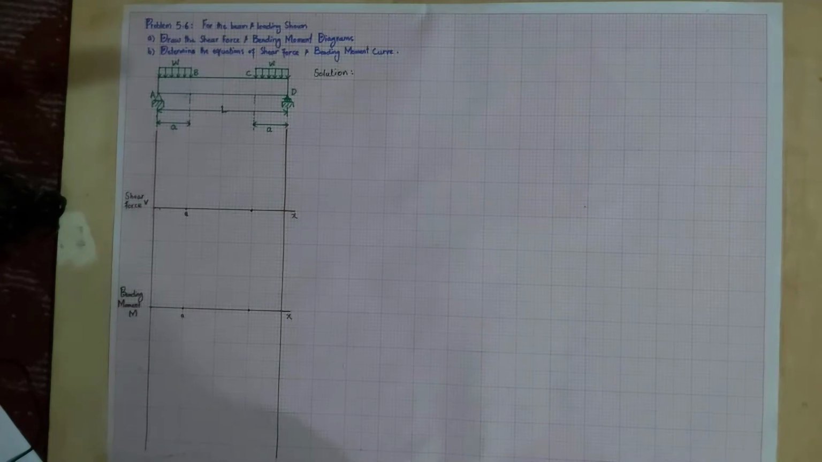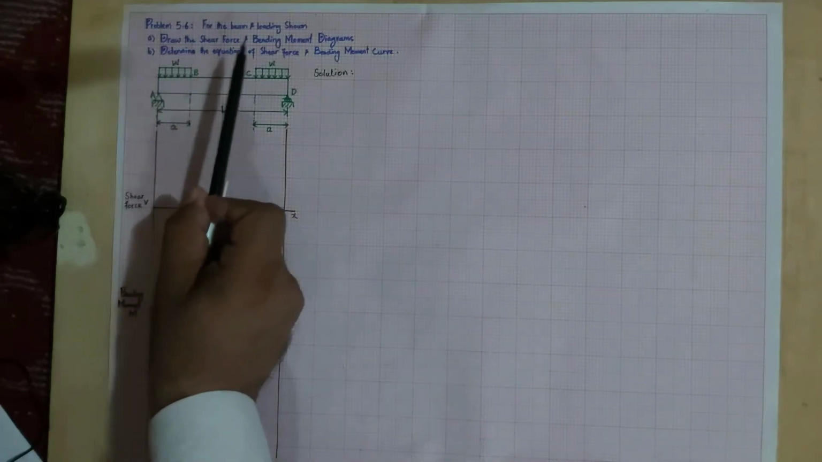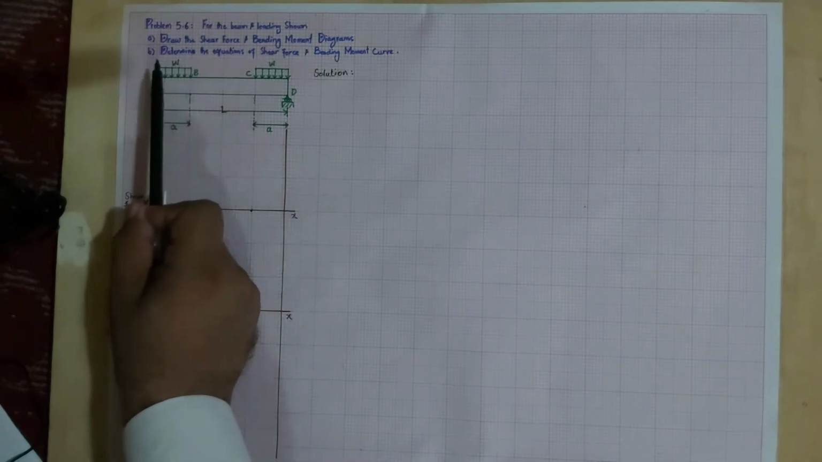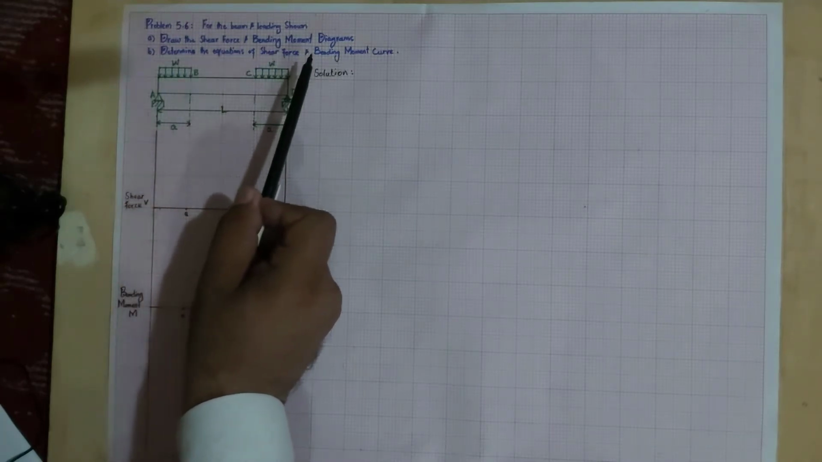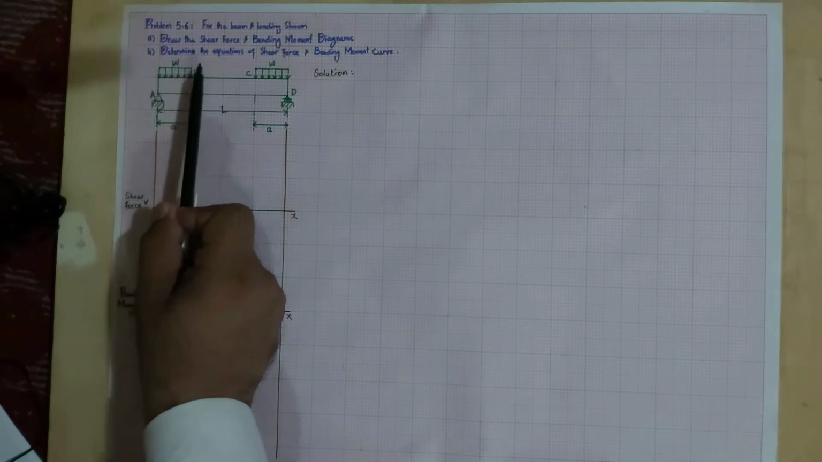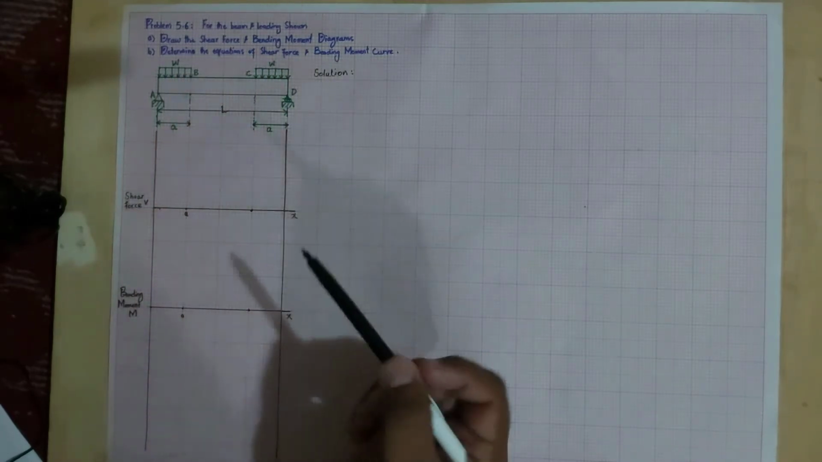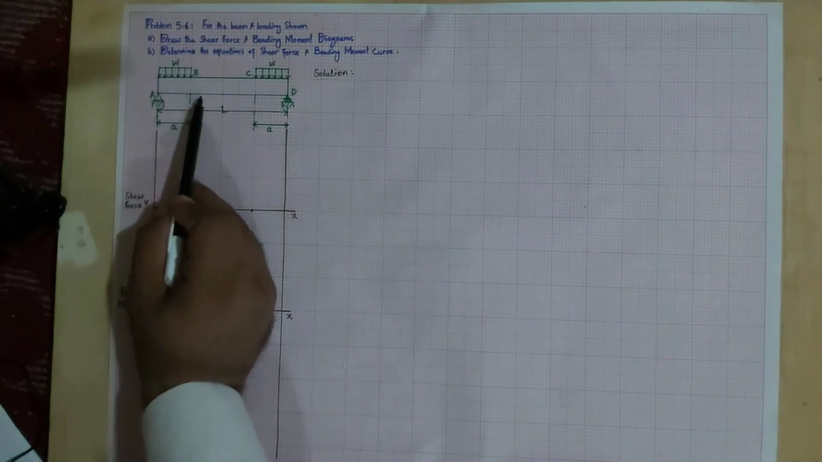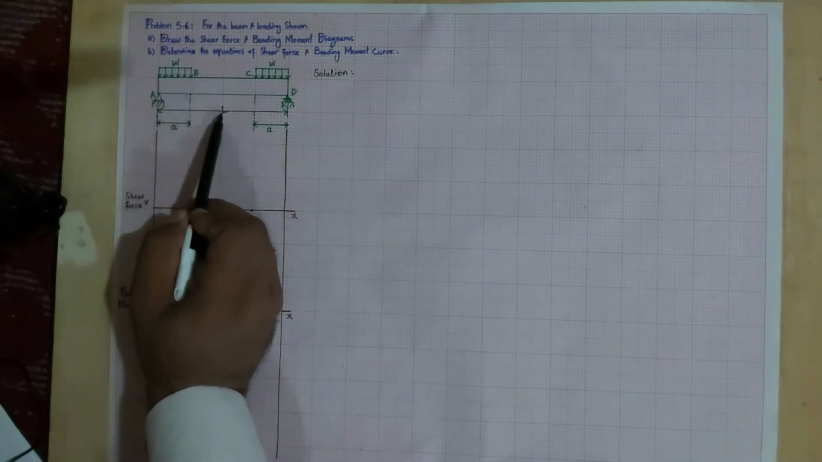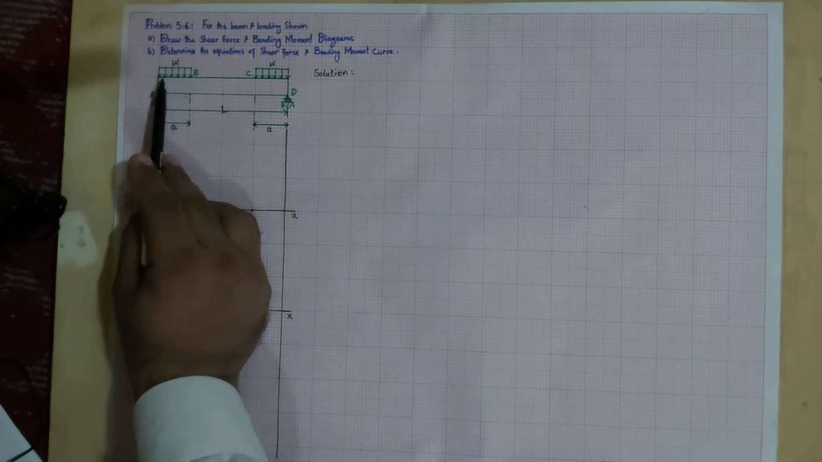Today we will solve problem 5.6. The statement of the problem is: given the beam and loading shown, first draw the shear force and bending moment diagram. The second part is to determine the equation of the shear force and bending moment curve. So let's start.